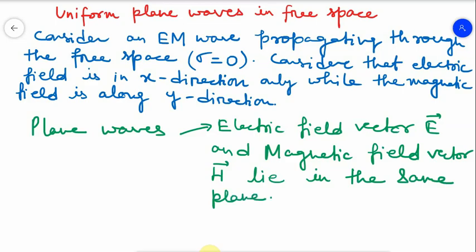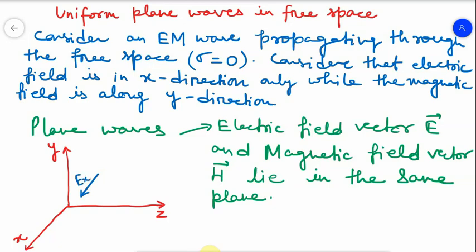Okay, what I mean to say, let me draw with a diagram. Let us suppose that this is your z axis, this one is your x axis, and this is your y axis. What I have told is that we have considered the electric field in x direction. So along x we have taken this Ex.